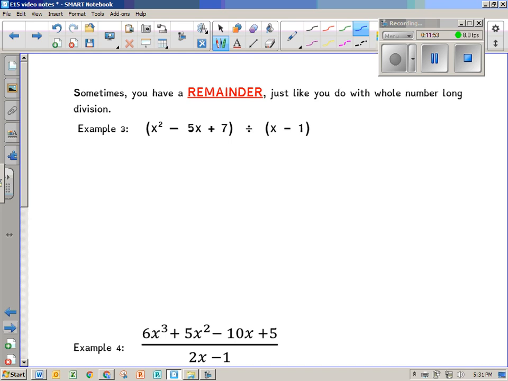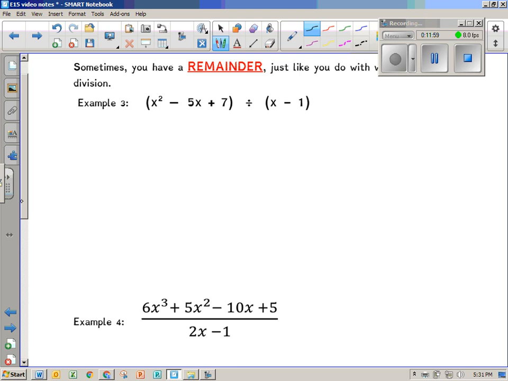Stop the video at any time and just replay or watch it again to get a better sense of what's going on. But of course you can get remainders. So the next two are going to have remainders. So let's divide x minus 1 into x squared minus 5x plus 7.